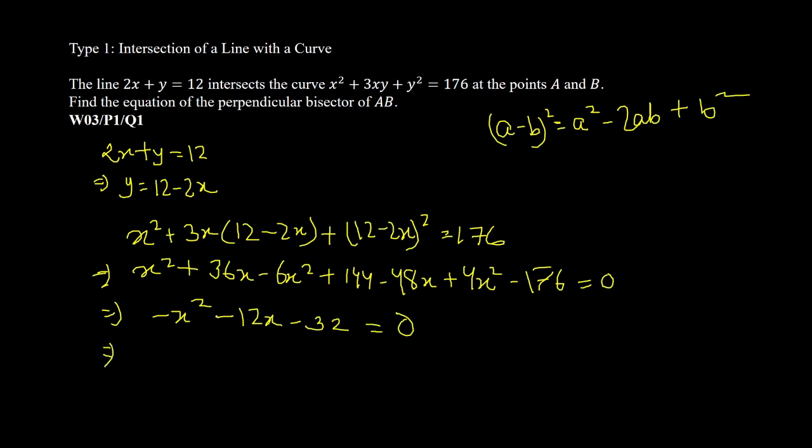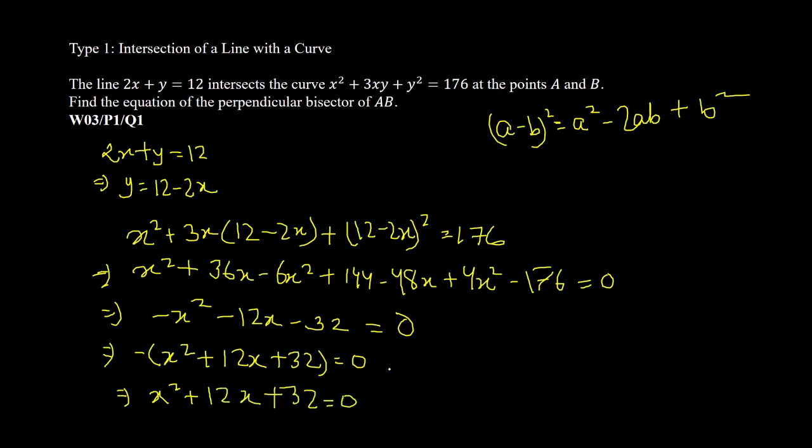Now I want to multiply this whole thing with minus, so if we do that we'll get x square plus 12x plus 32 equal to 0. Take this minus and divide it with the other side, so that we get x square plus 12x plus 32 equal to 0. Okay, the next thing we need to do is to solve this equation.